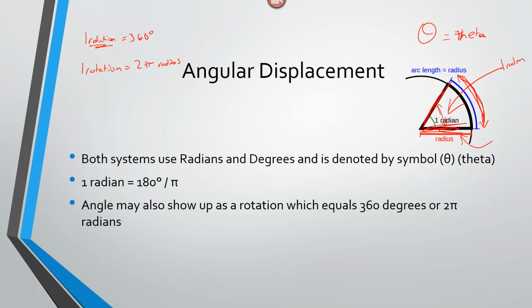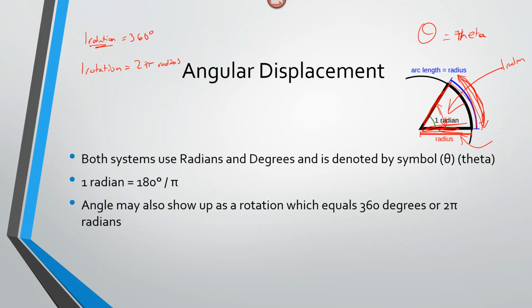And it works because even if you make the circle bigger, the radius is going to increase, but so will the arc that subtends. So in the end, the angle of a radian stays the same regardless of the radius.